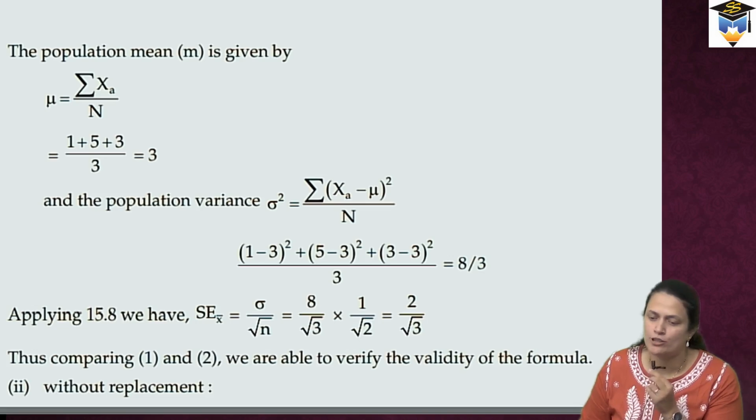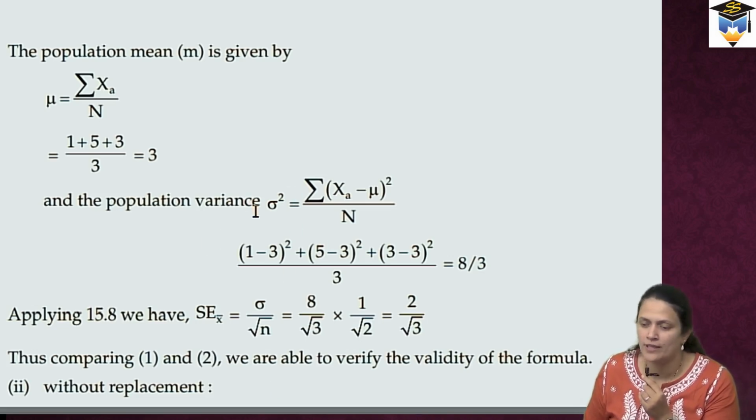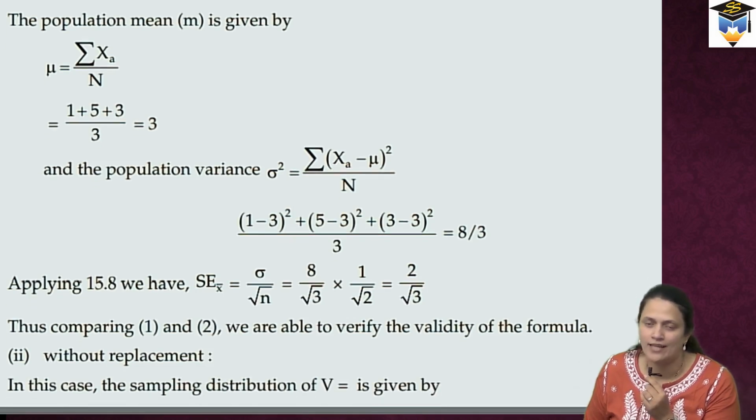Please write this part also. Population mean, mu, is given by the formula. Also write down population variance, which is given by the formula sigma square. And then find out SE, that is sigma upon root n. Please write it down. Calculate it.